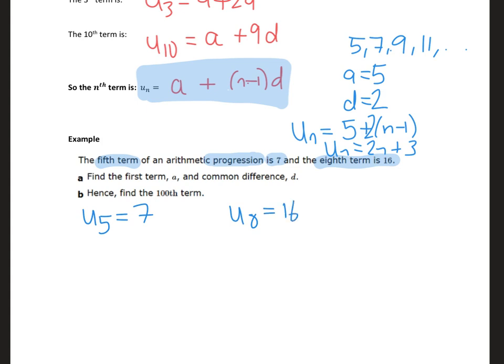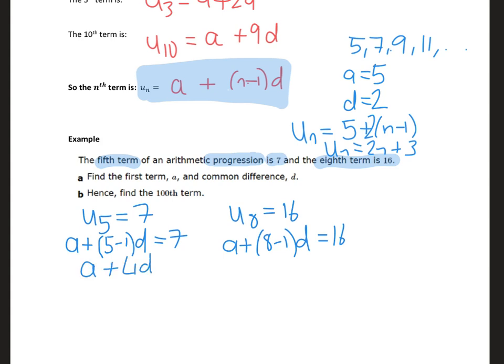And part A is asking me to find the first term a and the common difference d. Well, I've got a formula for U5 and for U8. Using the formula, it's a add (5 minus 1)d, and that's going to equal 7. And similarly for U8, a add (8 minus 1)d equals 16. Now if I simplify that, I get a add 4d is 7, and a add 7d is 16.